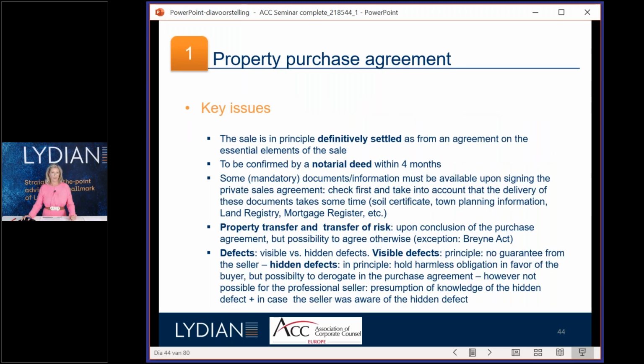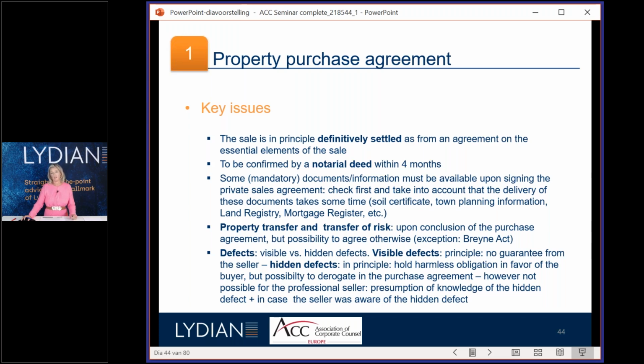On the next slide we have put some key issues. I will not go into every key issue because time is limited. What I would just like to point out is that it is quite standard for the parties to first enter into a preliminary sales agreement, but please do not forget to confirm the preliminary sales agreement by a notarial deed within a period of 4 months. This period of 4 months starts to run as from either the signing of the preliminary sales agreement, or, when conditions precedent have been agreed, as from the fulfillment of all the conditions precedent.